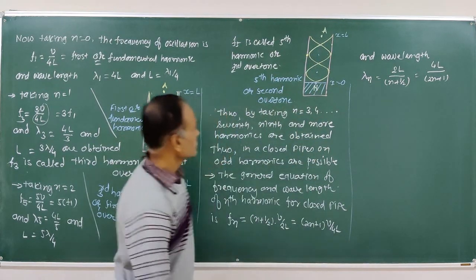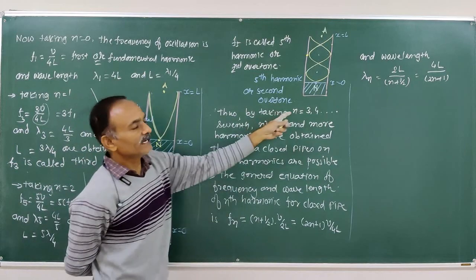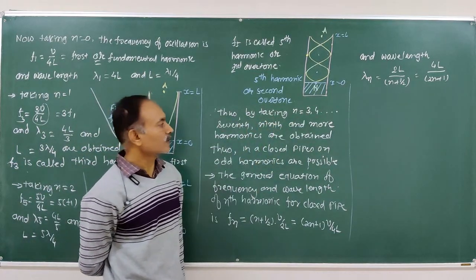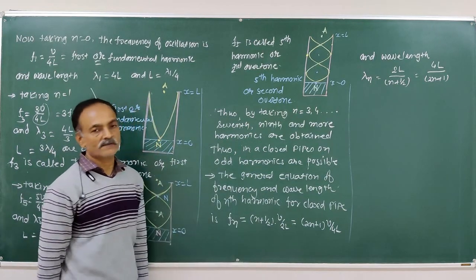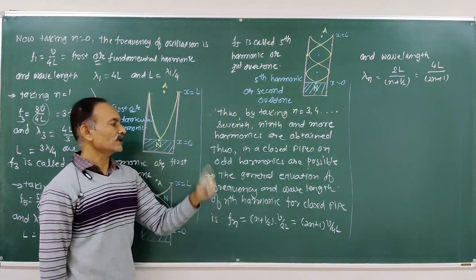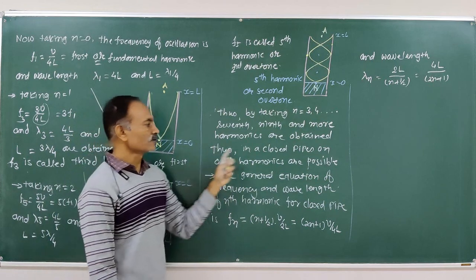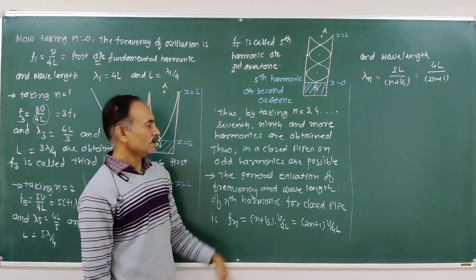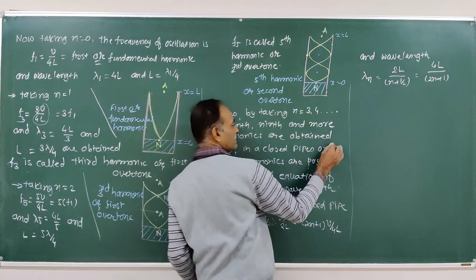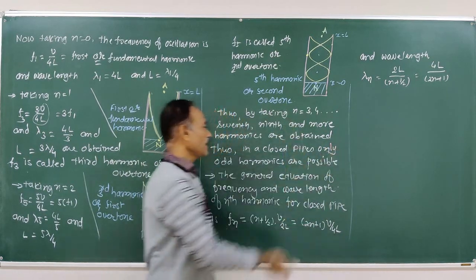Now listen. Thus, by taking different values of n, 3, 4, and so on, the 7th, 9th and more harmonics are obtained. Only the odd harmonics are obtained. Thus, in a closed pipe, only odd harmonics are possible.